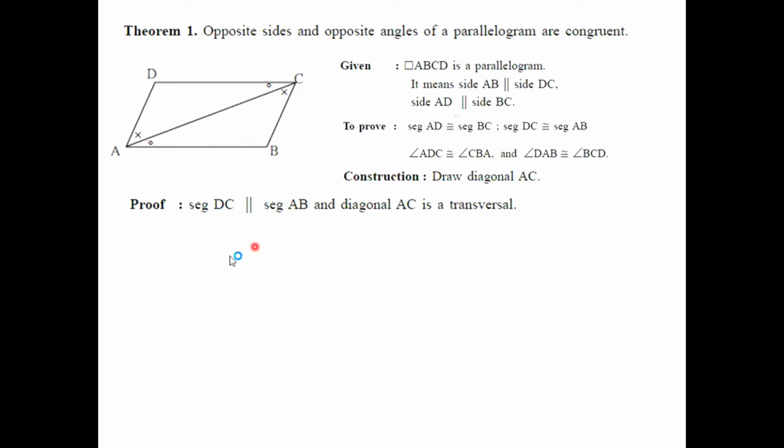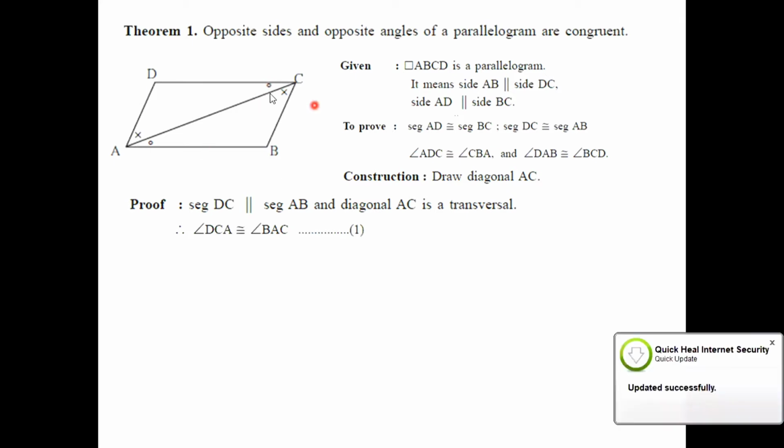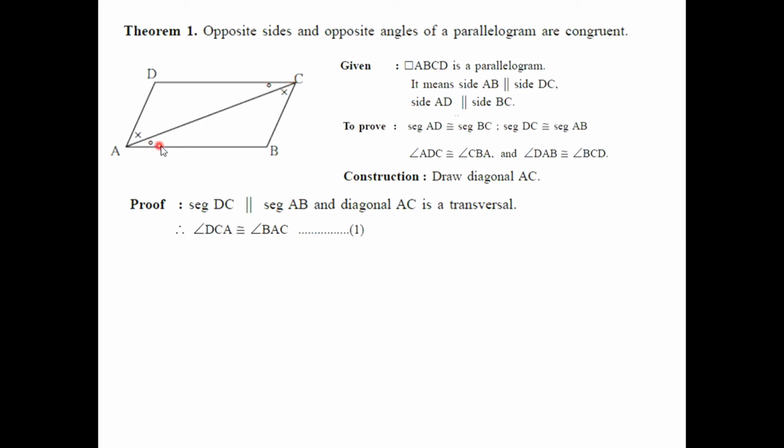So if it is so, then angle DCA and angle BAC, these two angles are alternate angles. That means they must be congruent, because we have studied that if there are two parallel lines, then the alternate angles formed are congruent. Similarly, there is another pair of alternate angles, that is angle DAC and angle BCA. So these are also alternate angles, so they must also be congruent. We'll call these equation number 1 and 2, and obviously we have to give reasons for them, that is alternate angles.